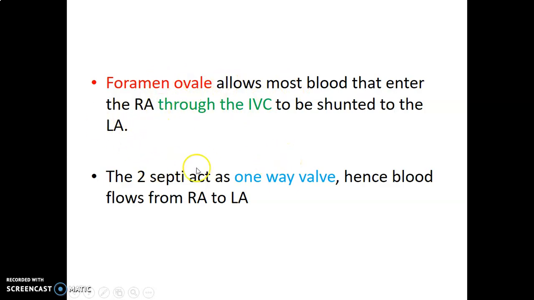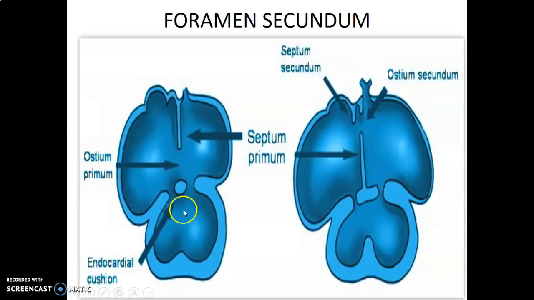So these two septa act as a one-way valve. The septum primum and secundum act as a one-way valve. Therefore, blood only flows from the right atrium to the left atrium. So blood can only flow this way. Okay.